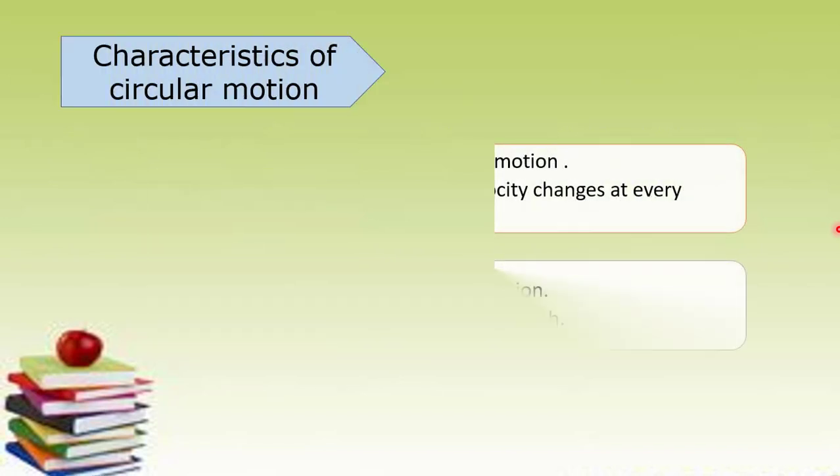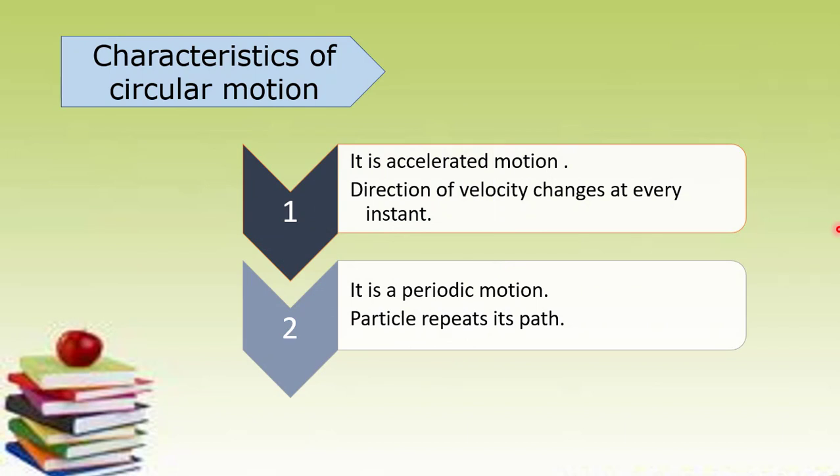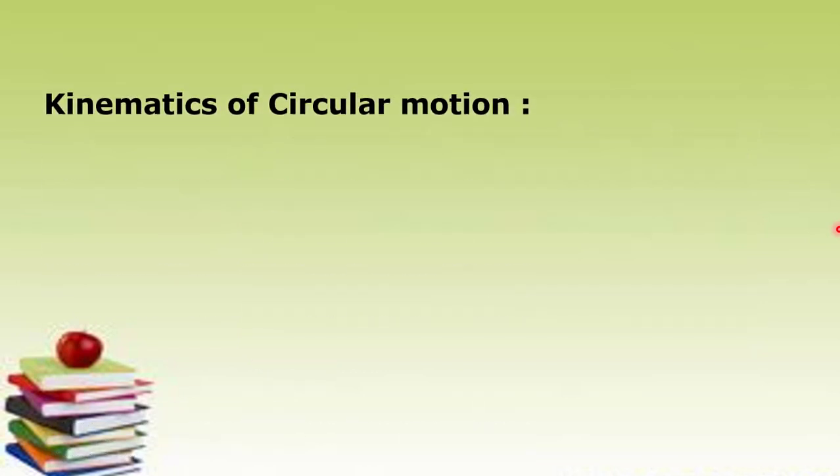Characteristics of circular motion. First, it is accelerated motion, which means the direction of velocity changes at every instant. Second, it is a periodic motion, that is, the particle repeats its path.